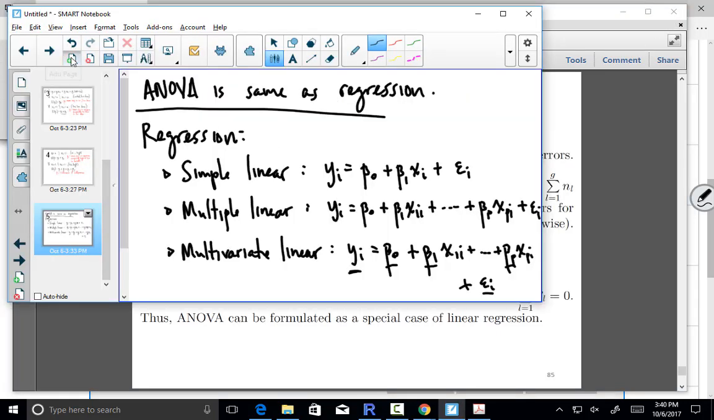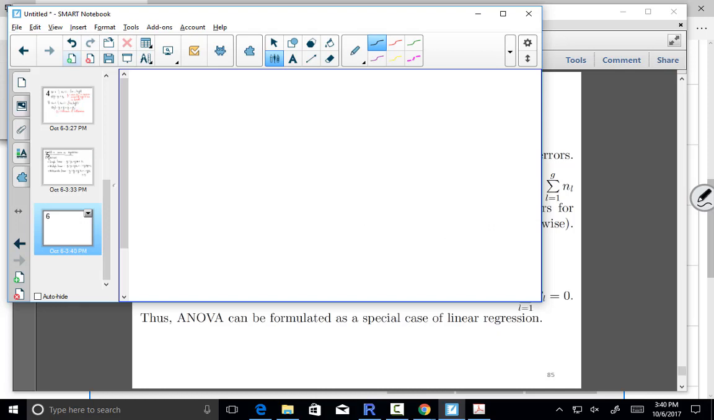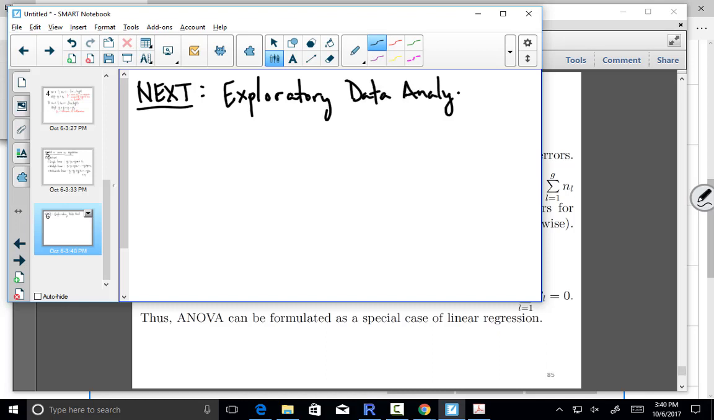The next chunk of material will be a change of subject for a little while. We're going to see a few topics within the category of exploratory data analysis. The T-squared stuff and MANOVA is modeling, it's inference. It's like formal statistical analysis. We're going to compute p-values and confidence intervals.